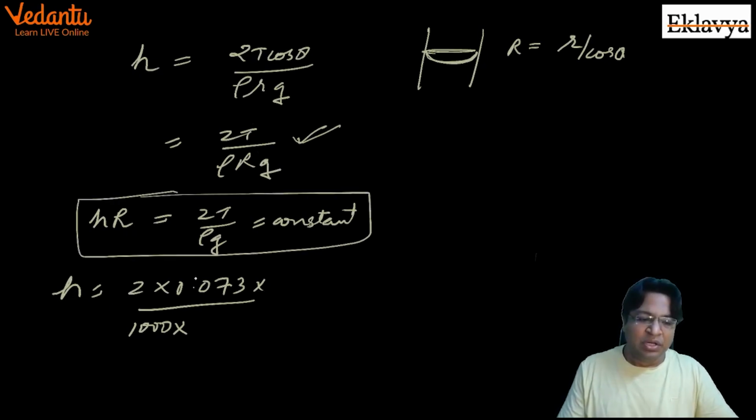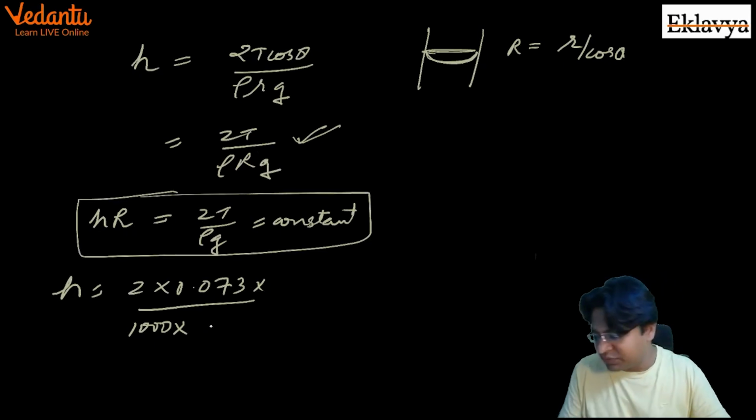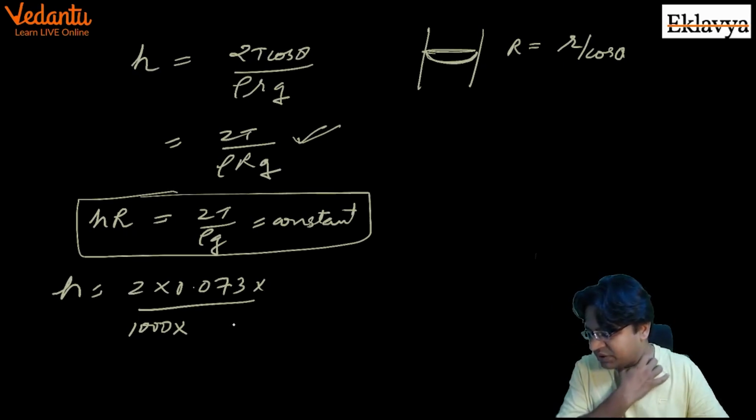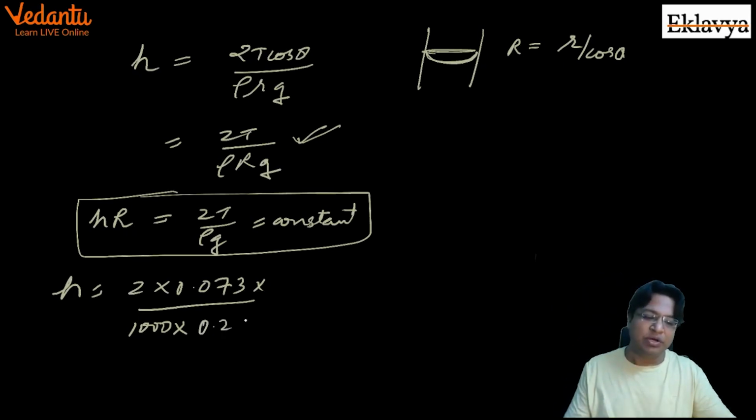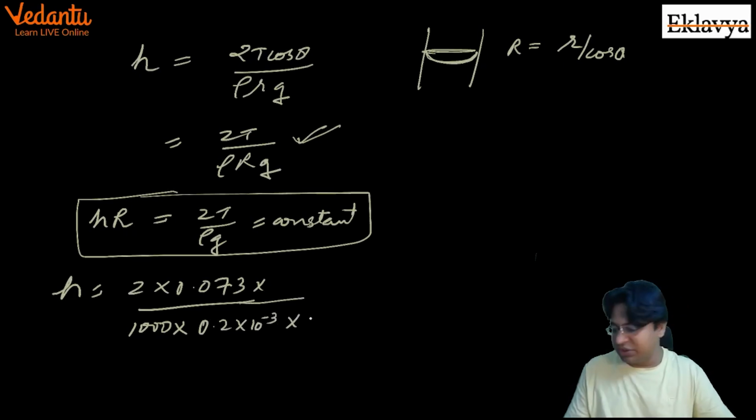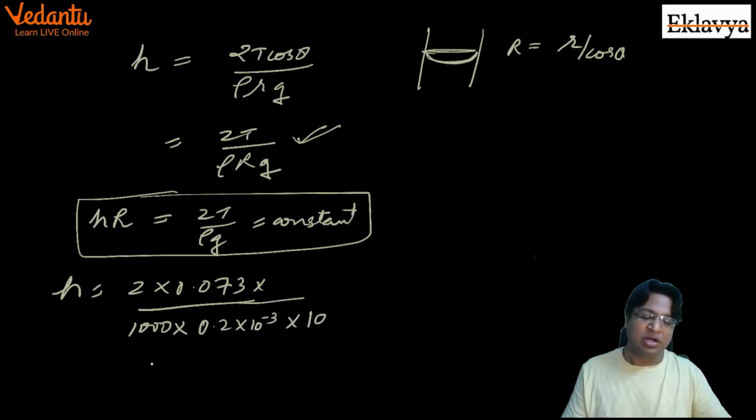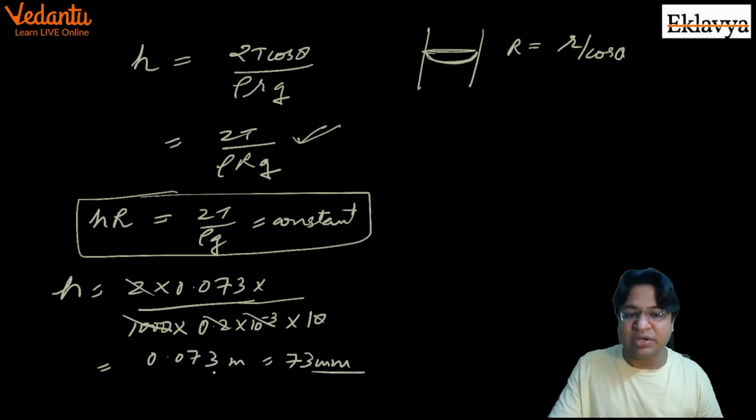Okay, so r, it was given to be how much? The question says that the internal diameter was 0.4, so here it is 0.2 into 10 raised to power minus 3 radius, into g. Let's take g as 10, since the question doesn't say anything. So how much is this value? This and this get cancelled. This 0.2 and 10 becomes 2, and the 2 gets cancelled. So it is 0.073 meter, which is 73 millimeter. So the liquid can rise to a height of 73 millimeter.